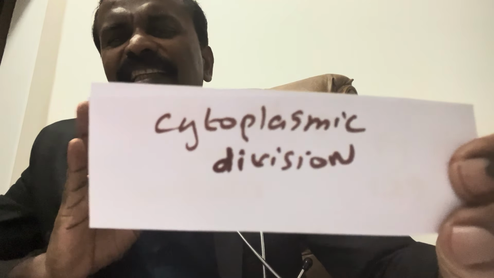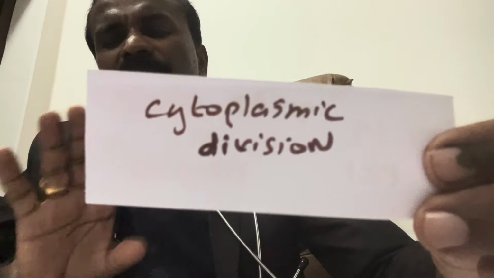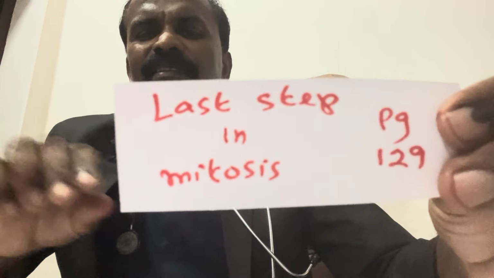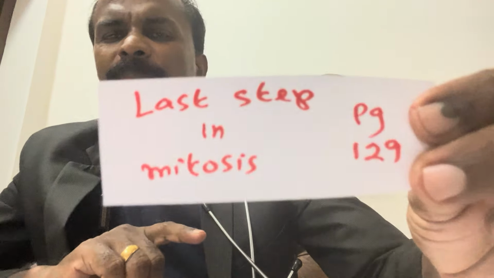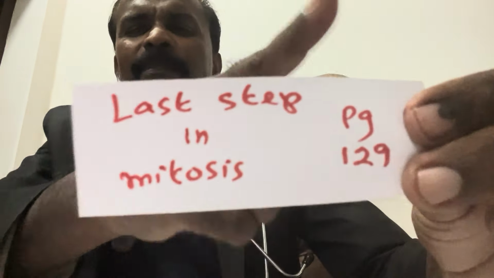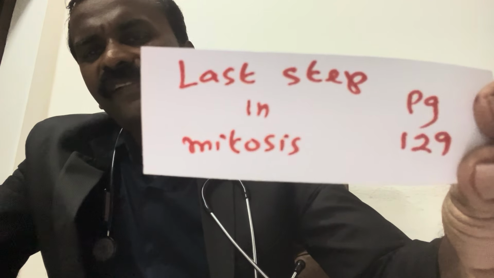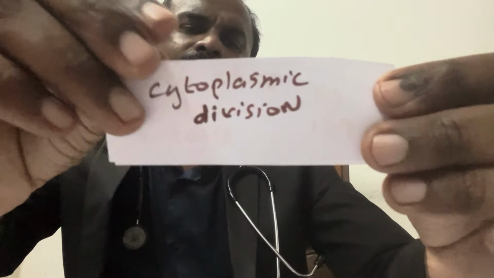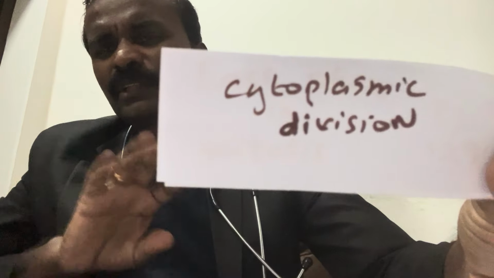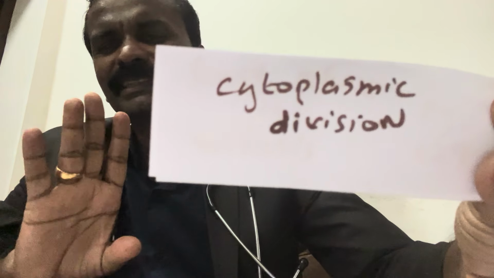See, these are the rank-deciding MCQs. NEET exam will be like this only hereafter. Cytoplasmic division is the last step in mitosis. You can see this page number. Last step in mitosis. So what is the answer? Cytoplasmic division. They will give 4 choices: nuclear division, cytoplasmic division, something like that.